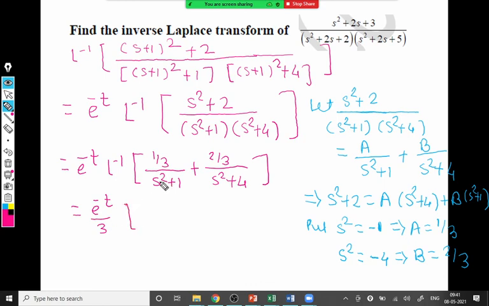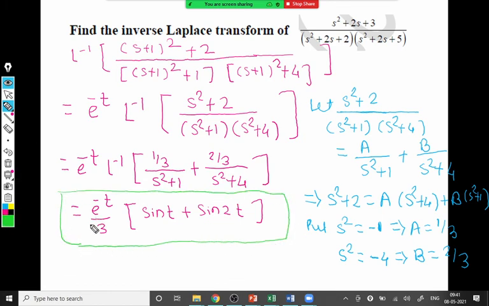What about L inverse of 1 upon (s² + 1)? sin t. Correct, sir. And L inverse of 2 upon (s² + 4)? sin 2t. And that's the end of the question. We got the answer here. The question looks very complicated, but if you see, the partial fraction is simple in this case, and we got the answer there. Any doubt?